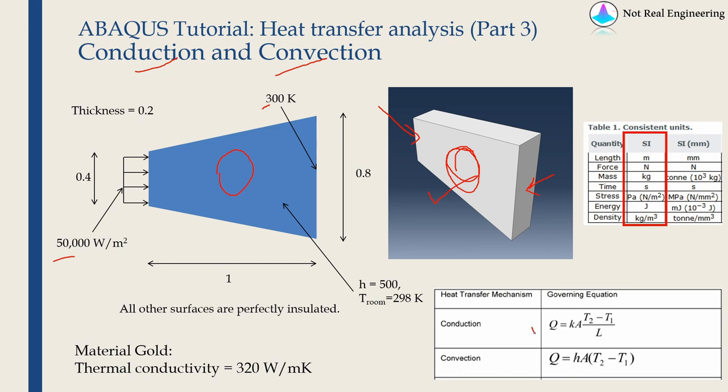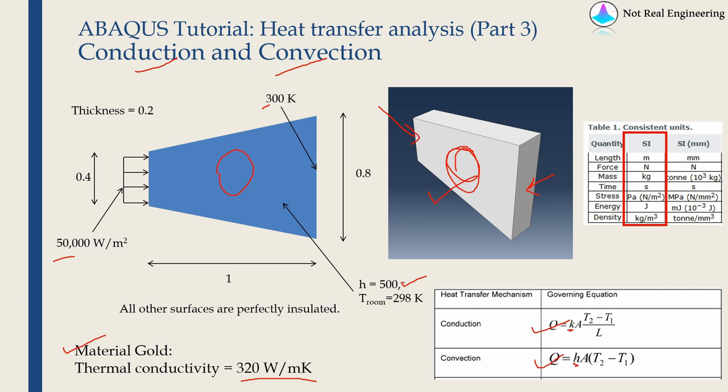This over here is a conduction equation, and this over here is a convection equation. So we will apply this convection equation for this surface, and conduction equation will be satisfied everywhere. We will assume material to be gold for our slab, and thermal conductivity of gold is 320 watt per meter Kelvin, which is mentioned over here in this conduction equation. And for convection equation, we will need convection coefficient H. So this convection coefficient H we will assume as 500.